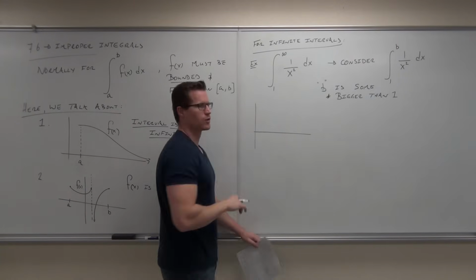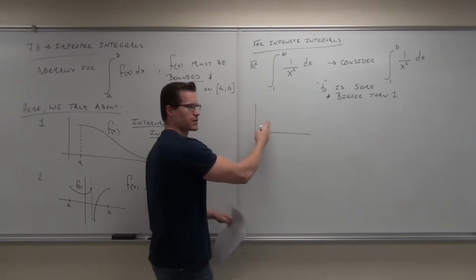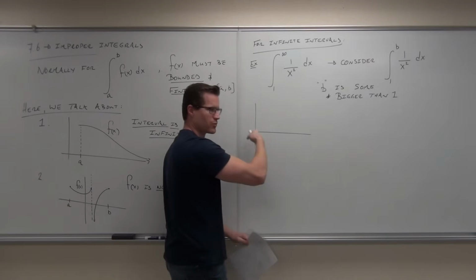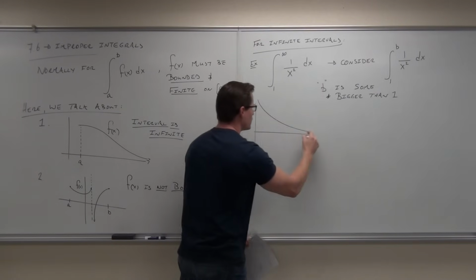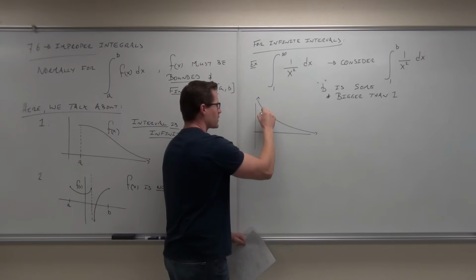Well, if that's the case, here's our picture. If you know what the graph of 1 over x squared looks like, it looks like this from both sides. Now, I don't have to worry about this side. I just have to worry about this side because I'm going from 1 to infinity. Our graph basically looks like this, where we're starting at 1.